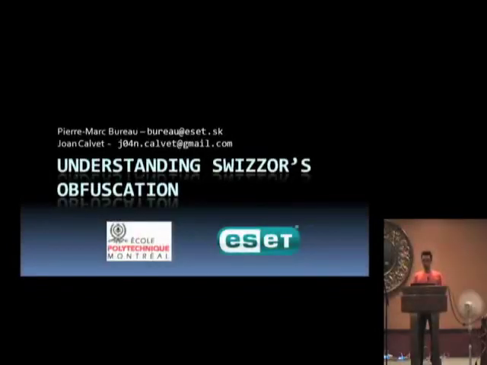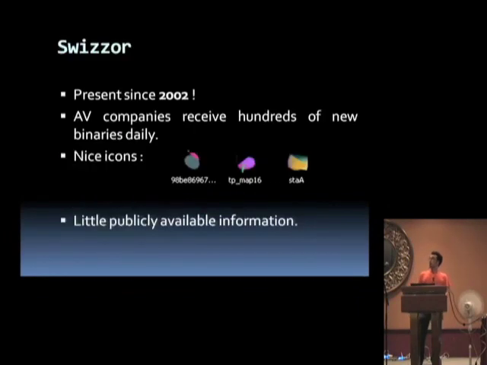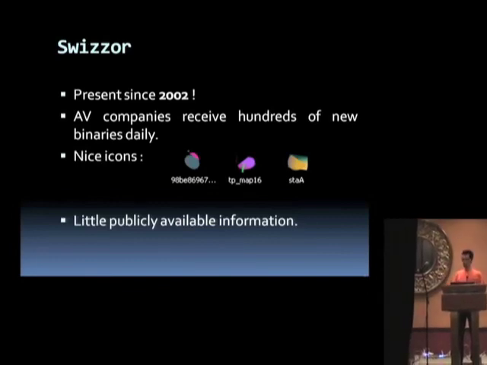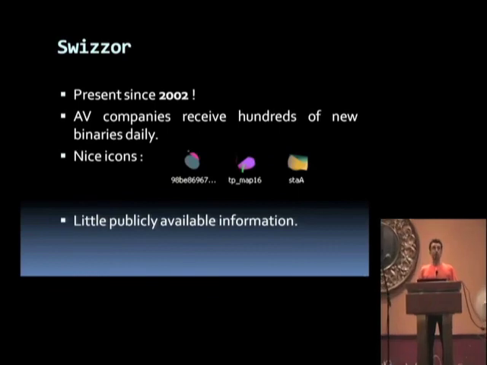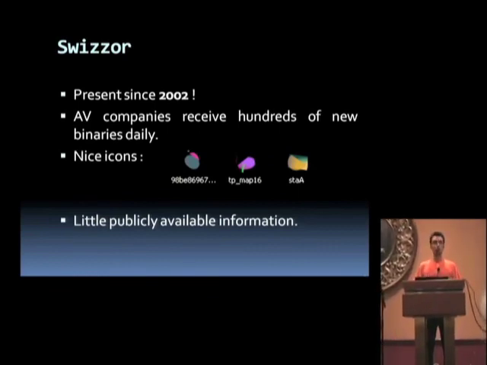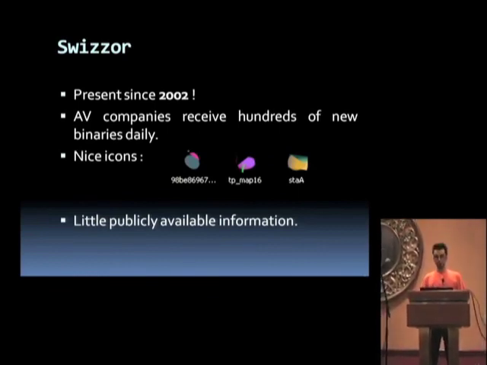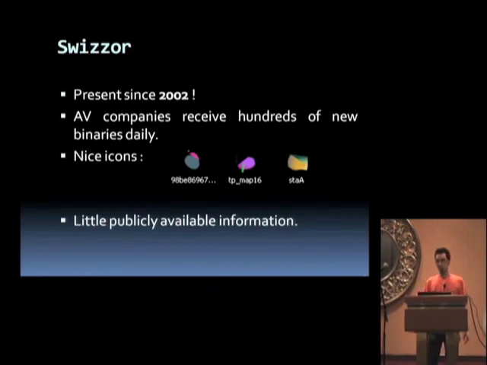So let's introduce Switzer. Switzer has existed since 2002, so that's a pretty long time for this kind of stuff. And AV companies still receive hundreds of new binaries daily. If you see a Switzer binary, you cannot miss it because there are always some nice icons like these ones. And as far as we know, there is very little publicly available information on Switzer, notably on the technical side of Switzer. So this presentation is going to be in 4 parts.